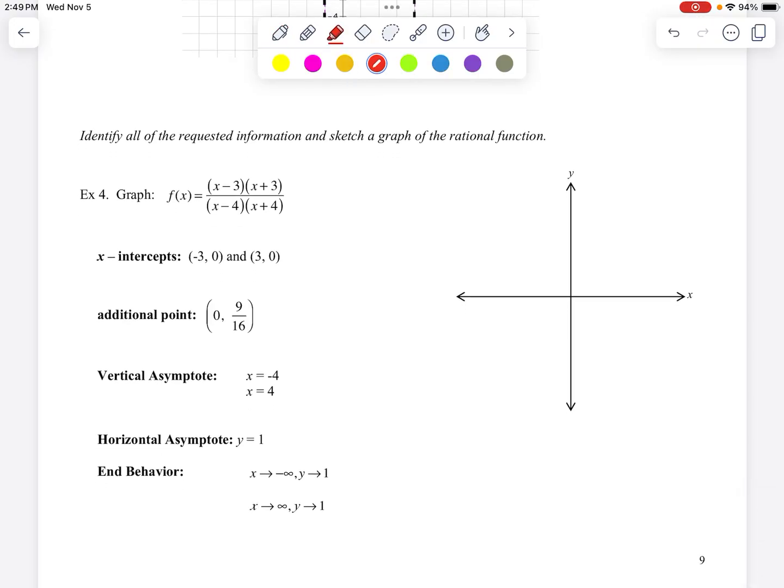So again, the x-intercepts, they're kind of already given to you. So -3, 0 comes from here. And then x minus 3 would go to 3, 0. So what we're going to do is, to the best of our abilities, change the color. Let's put -3 here and 3 here. Okay. There's an additional point, 0, 9/16, so that's going to be just a little bit. 9/16 a fraction, it's pretty small.